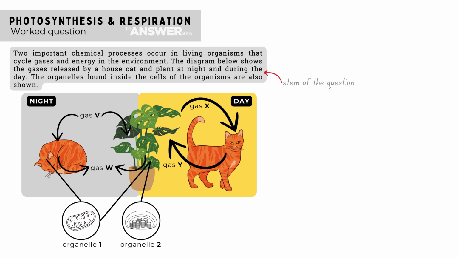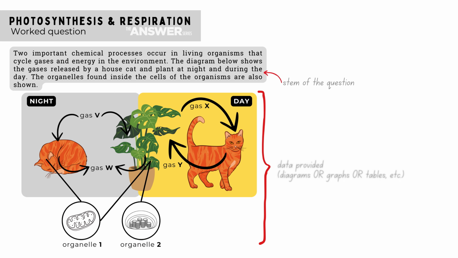After you've read the stem of a question, make sure to first unpack the diagrams provided. If we look at this picture, we can see the cat and the plant that is mentioned, and we have a day and a night part of this diagram. In the night part, a gas V is being absorbed by both the cat and the plant, and a gas W is being released by both the cat and the plant. During the day, a gas X is released by the plant, and a gas Y is released by the cat. And then we have organelle 1 and 2. Organelle 1 is pointing to the cat as well as the plant. Organelle 2 is only pointing to the plant.